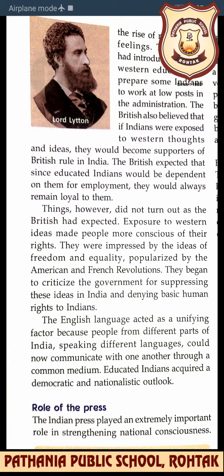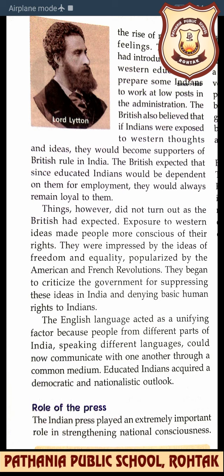The British expected that since educated Indians would be dependent on them for employment, they would always remain loyal to them. But things were not like that. What was the expectation of the British? Even exposure to Western ideas made people more conscious of their rights. They were impressed by the ideas of freedom and equality, popularized by the American and the French Revolution.